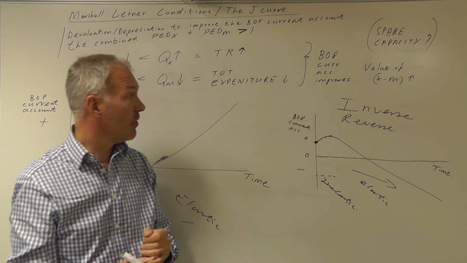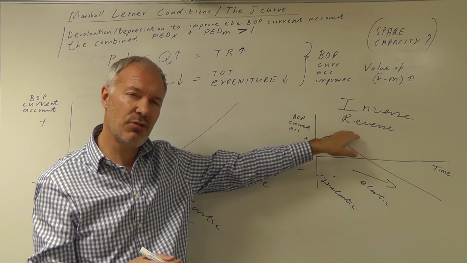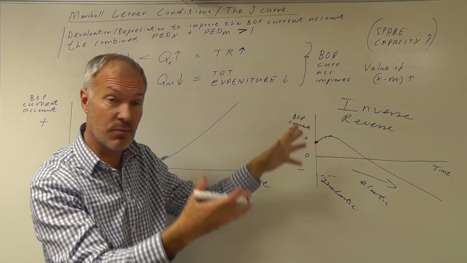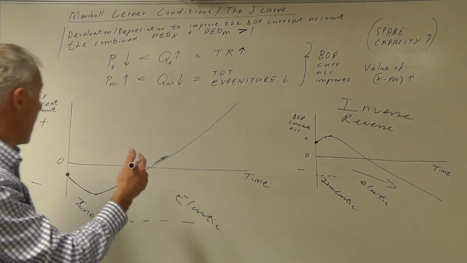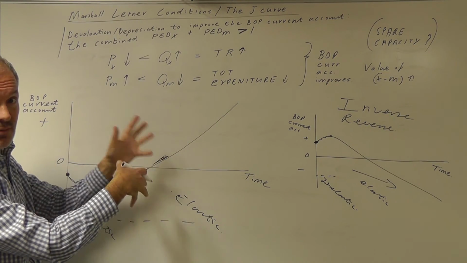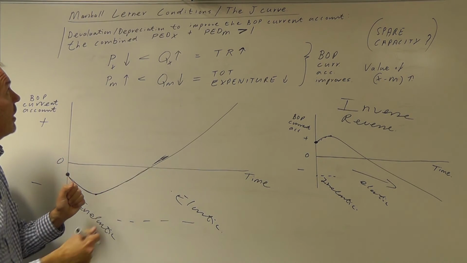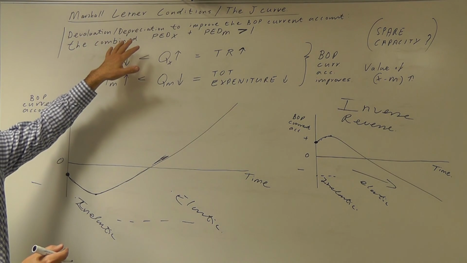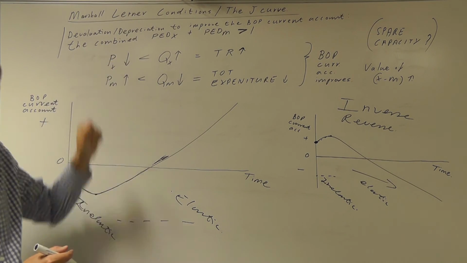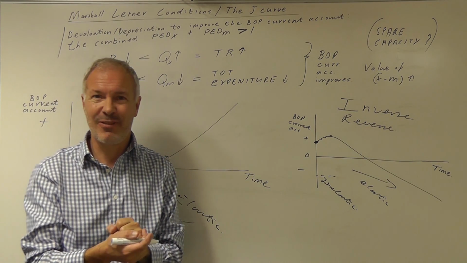So we've got the inverse J-curve for an appreciation or a revaluation where the currency strengthens, and the J-curve here, you can see if you switch it around it becomes a J, the J-curve for a devaluation or depreciation of the currency. And remember Marshall-Lerner conditions. Hope that's useful. Thank you very much.